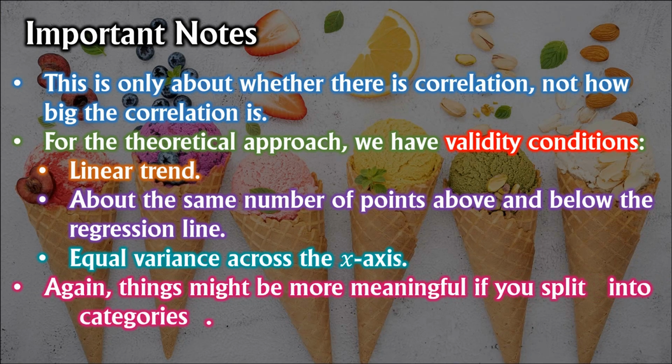Last thing I want to mention here is that, again, things might be more meaningful if we're able to split into categories. In the previous sections, we looked at taking our data and asking, are there any categories, any groups I can put these in that are going to potentially give me more explanation here? If we're able to do that, that's great. The more information, the better. And we might actually change our p-value significantly if we focus on one group.